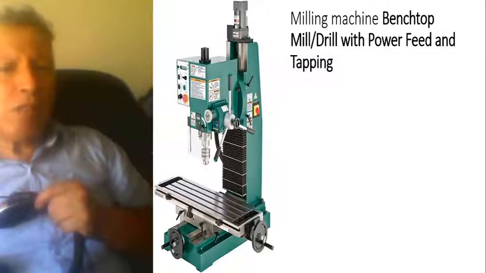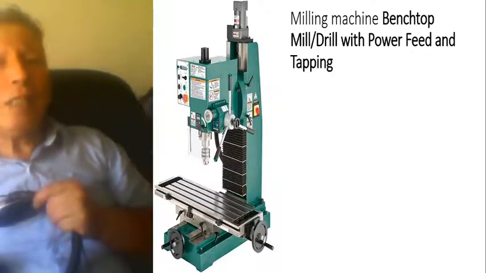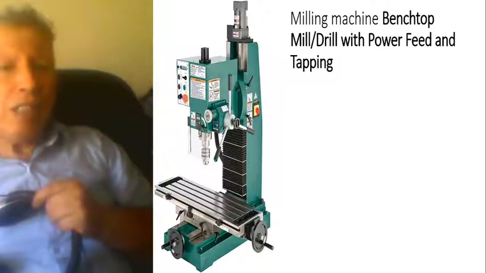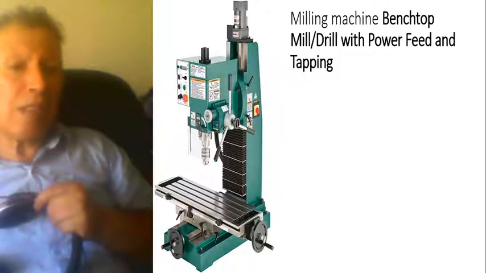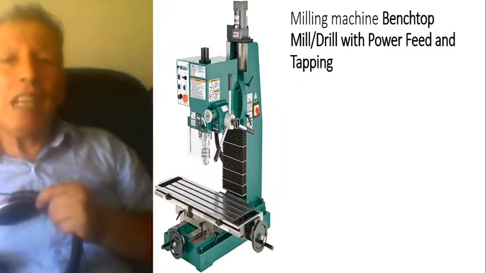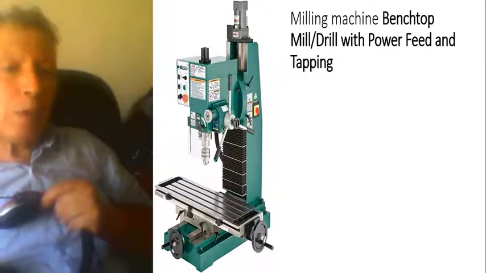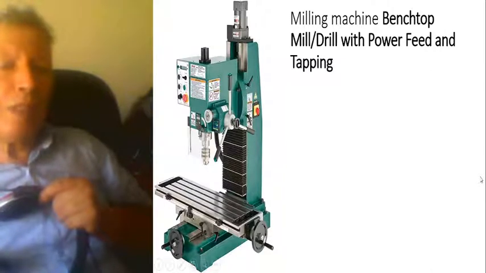This is a milling machine, a bench top. It has a bench. C'est comme un banc. Bench top mill drill. So it mills but also drills. This one is multivalent. It has different purposes. This machine, it's Chinese made, with power feed and tapping. So as you can see, there is a nozzle over there, which can hold the drilling piece or the drilling bit.